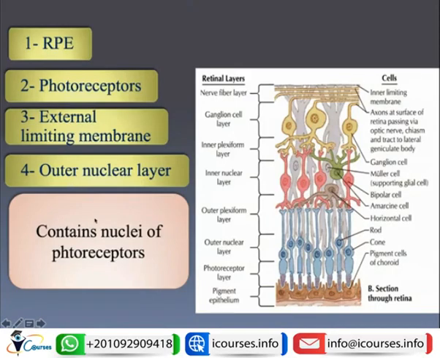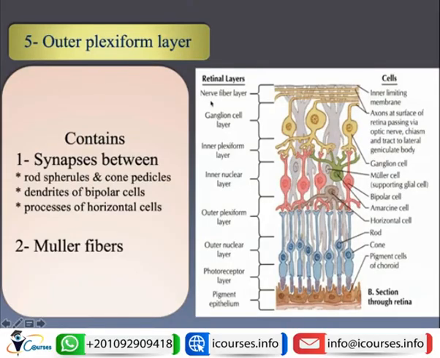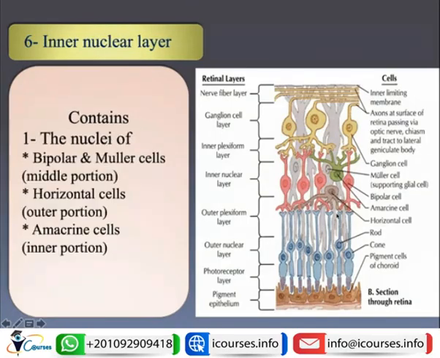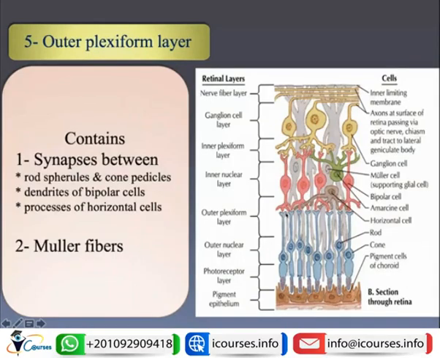So the outer nuclear layer contains the nuclei of the rods and cones. The outer plexiform layer contains synapses. Here we can see the outer plexiform layer containing synapses between the photoreceptors, which are the rod spherule and the cone pedicles, the dendrites of the bipolar cells, and the processes of horizontal cells. So you see the bluish one, which are the photoreceptors, the reddish one, which is the bipolar, the brownish one, which is the horizontal cells.